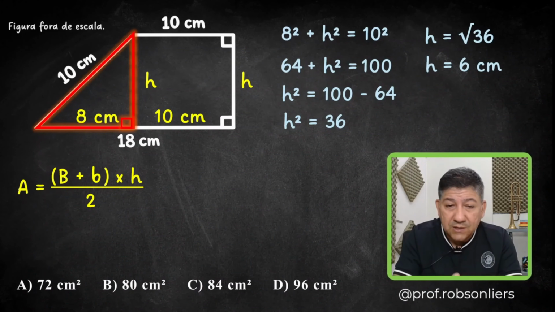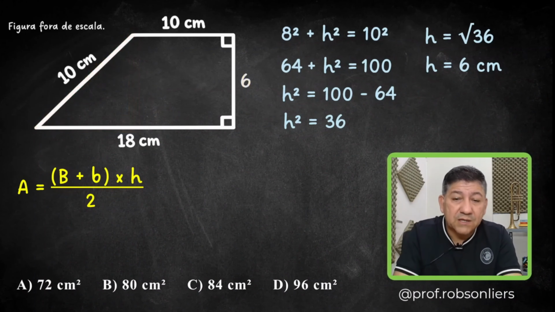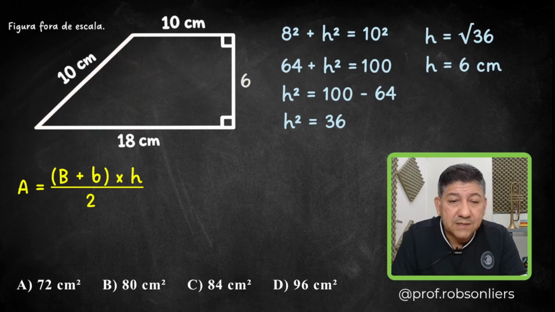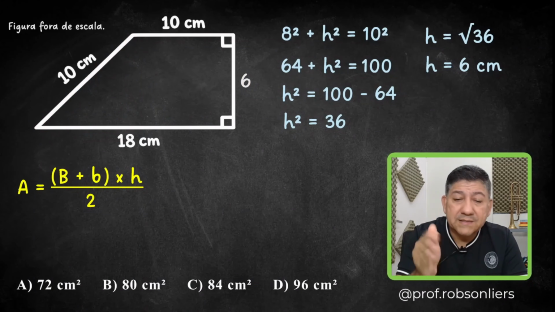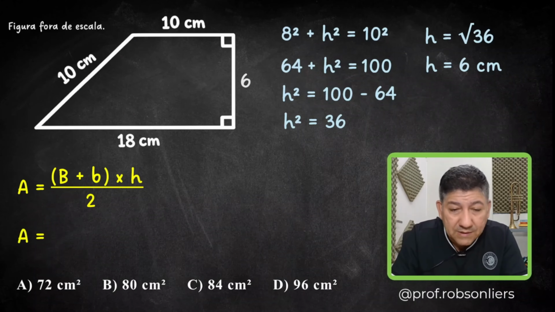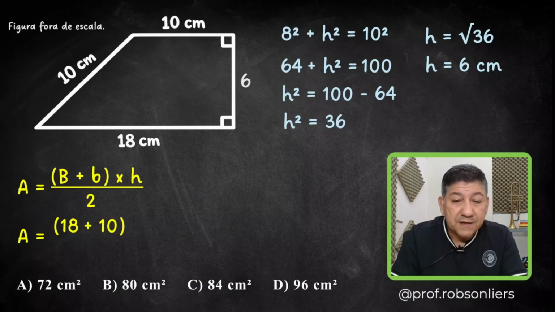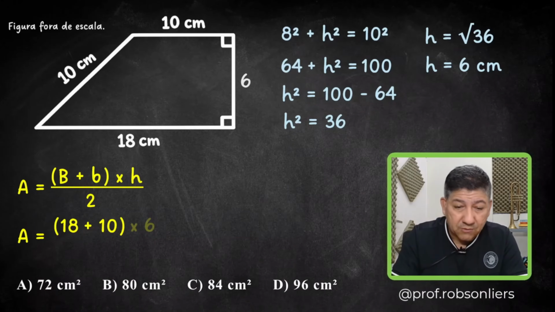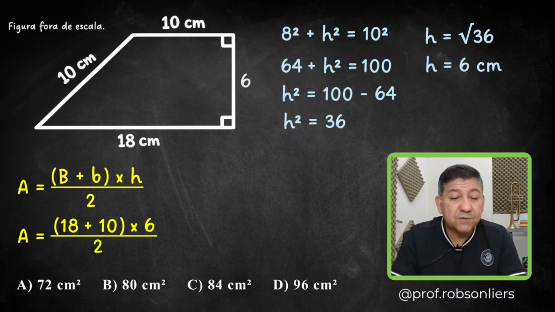I'll clear this up here and write down the value of the height that we found. Look, now we have here the nice trapezoid with the big base, the small base, and the height. We just need to plug them into the formula. The area is big base plus small base times the height divided by 2. So let's go. The area will be equal to the big base, which is 18, plus the small base, which is 10, times the height that we already found, which is 6, all of that divided by 2.